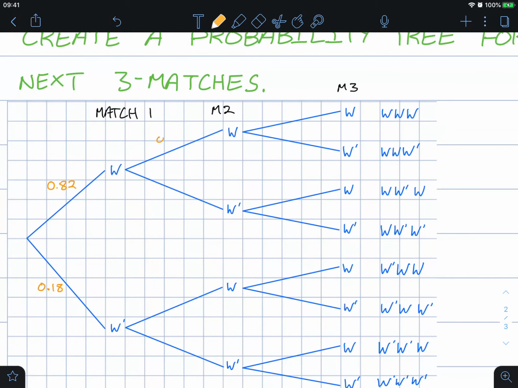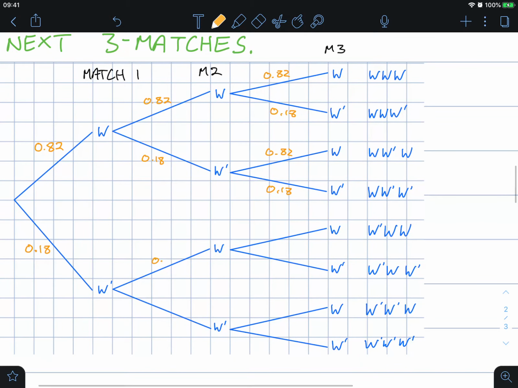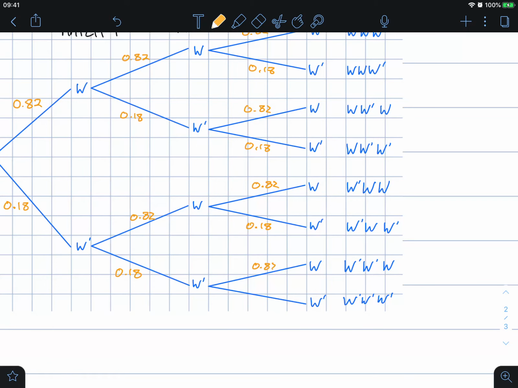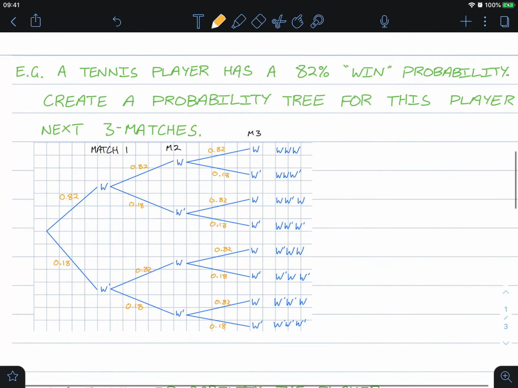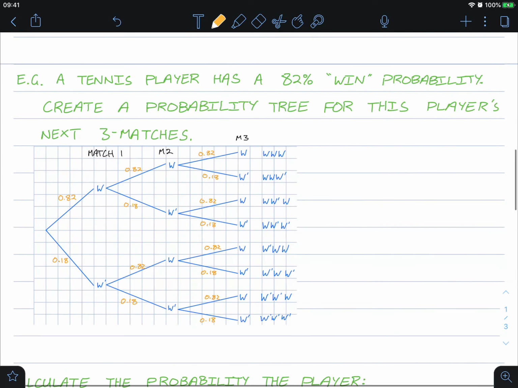These amounts here we'll copy through: 0.82, 0.82, 0.18, 0.18, and so on. 0.82, 0.18, 0.82, 0.18. And this is a completed probability tree with weighted branches.